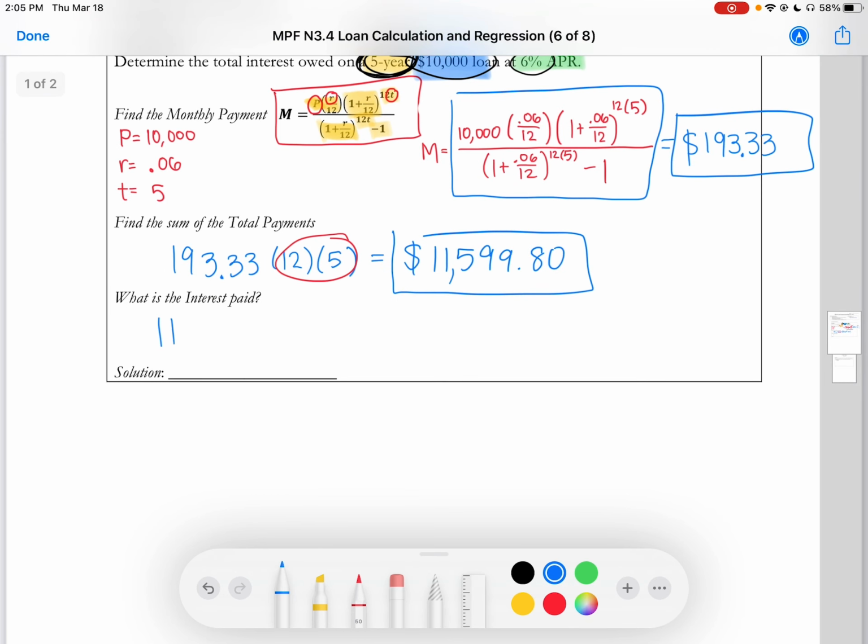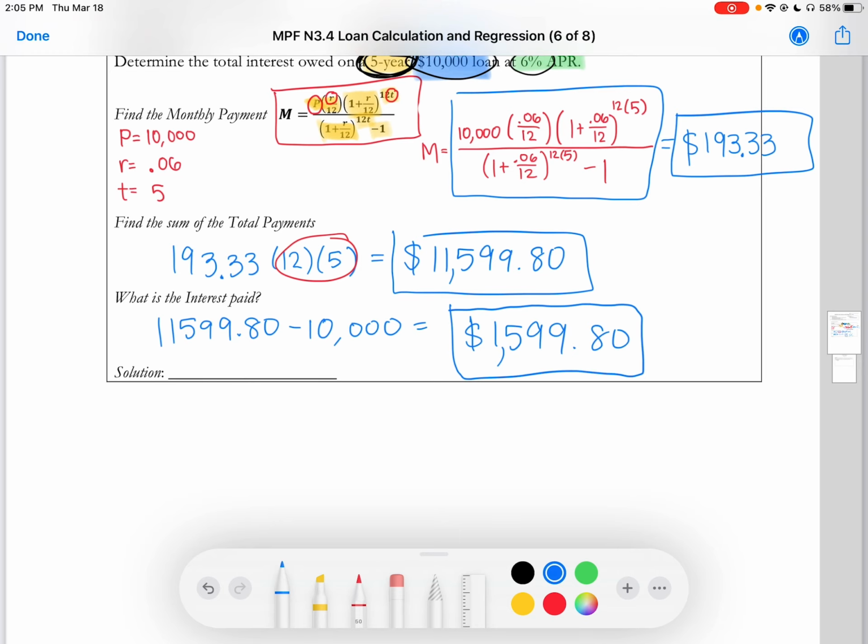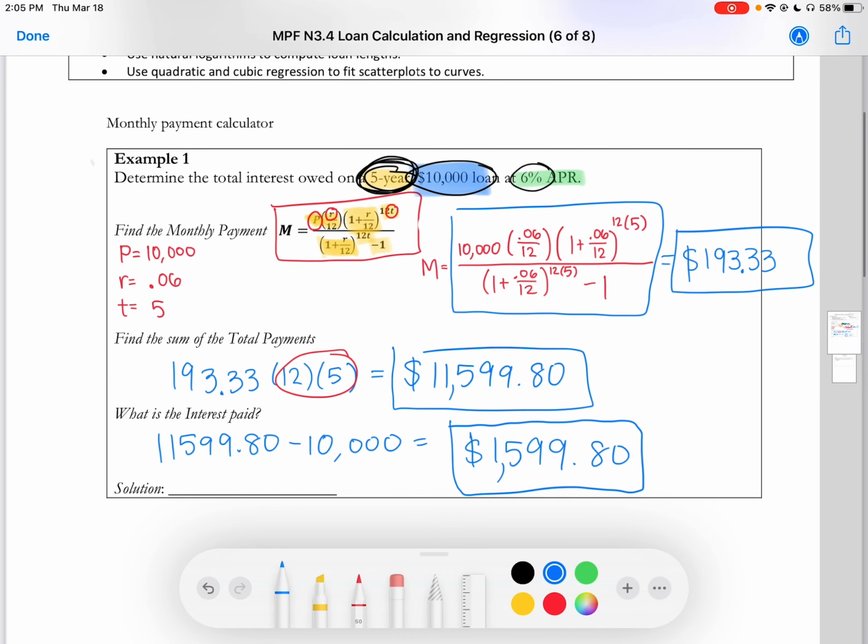So we just need to take our $11,599.80, subtract our original amount, $10,000. Okay, and if we do that, you get $1,599.80. Okay, so about $1,600. That was your interest. Okay, so again, we've done that before. There's some more practice on the assignment today that you'll be working on.